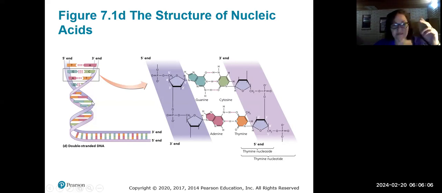The ribbons in the ribbon model are made up of the alternating phosphate and sugar, and then the rungs across the way, these are made of the nitrogenous bases.